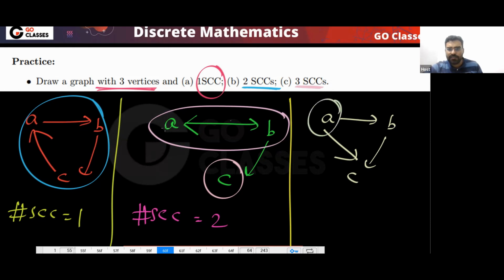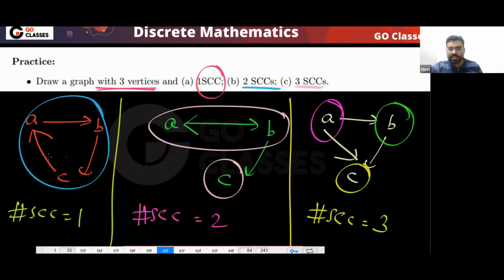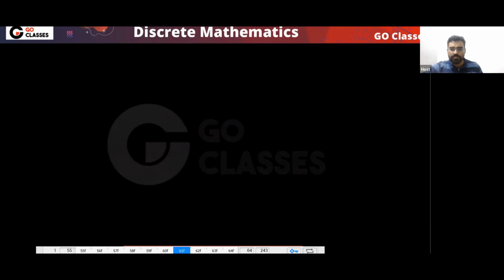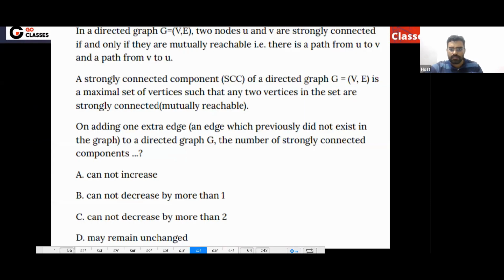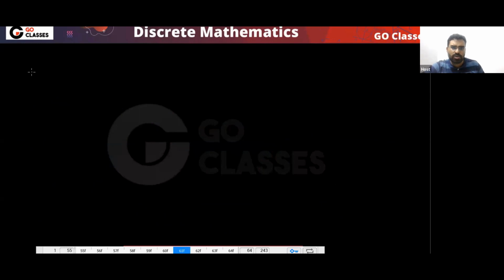So finally, in this graph, this is a strongly connected component, this is a strongly connected component, and this is a strongly connected component. So the number of strongly connected components is 3. Okay, so like this. Yeah, that is also fine. 3 disconnected, this is also fine.